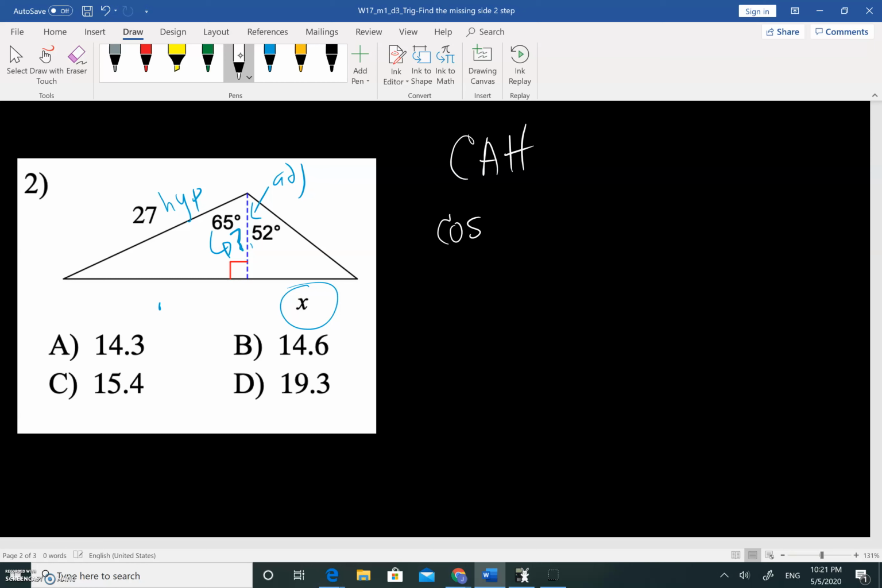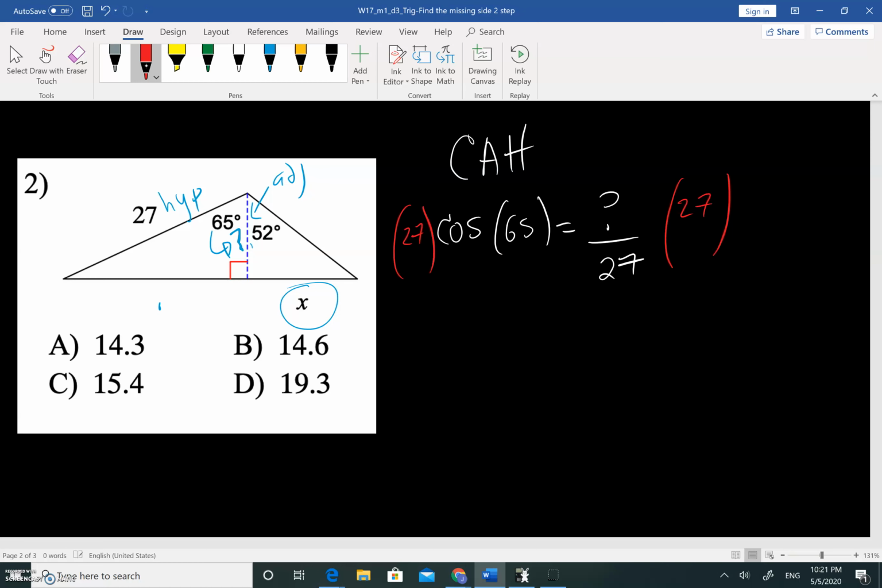So it's going to be cosine of 65 is equal to question mark over 27, right? So our goal here is to find what question mark is. So to do that, we have to get rid of the 27. So we multiply both sides by 27, or 27 over 1. In this case, I'm just going to write 27. These two are going to cancel out. So it's going to be 27 times cosine 65 is equal to the question mark.